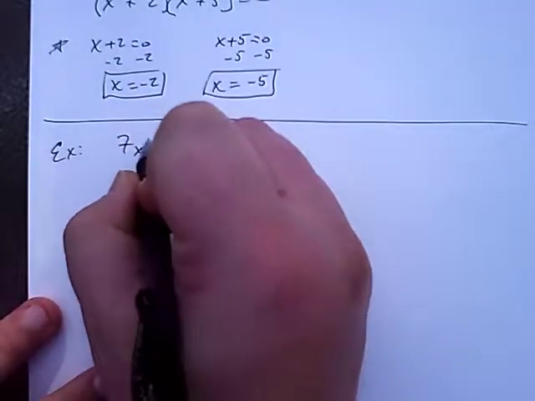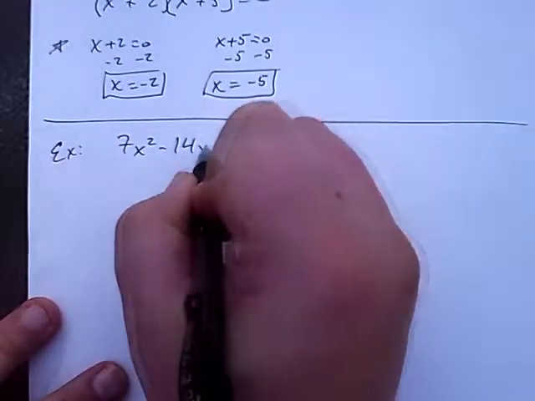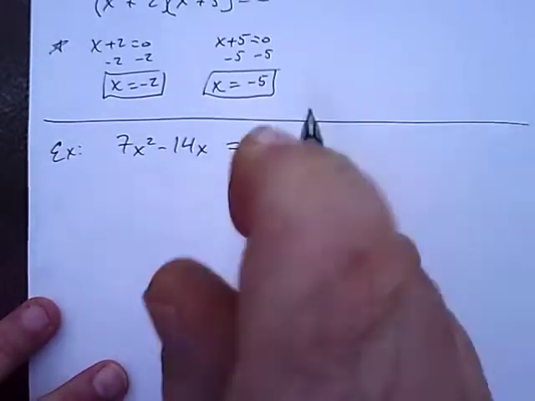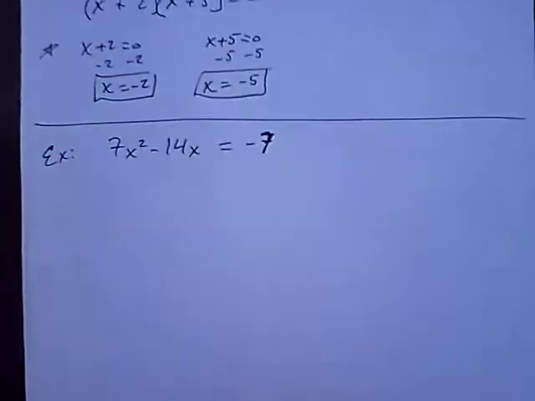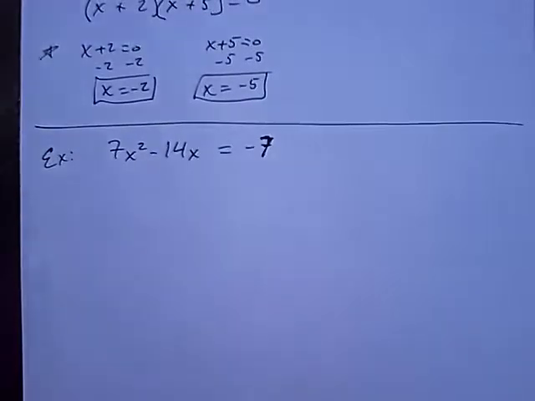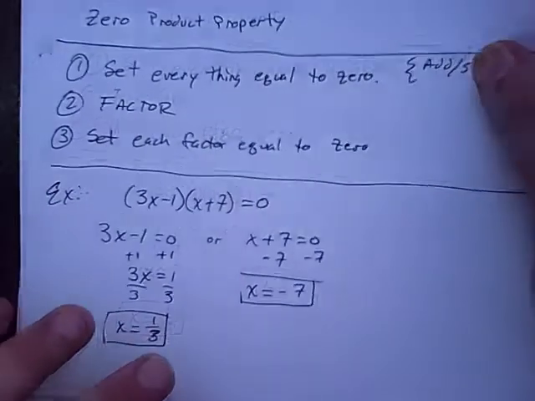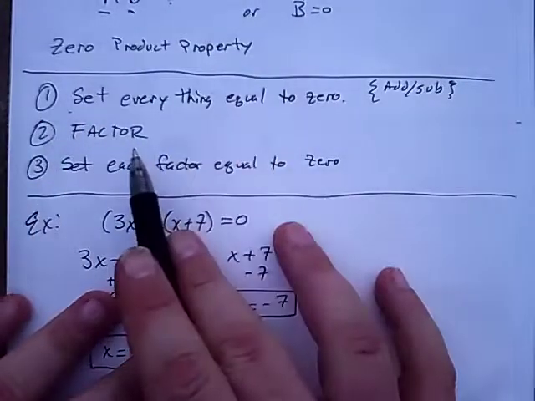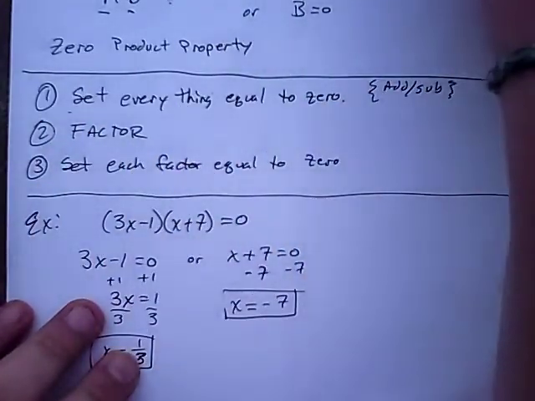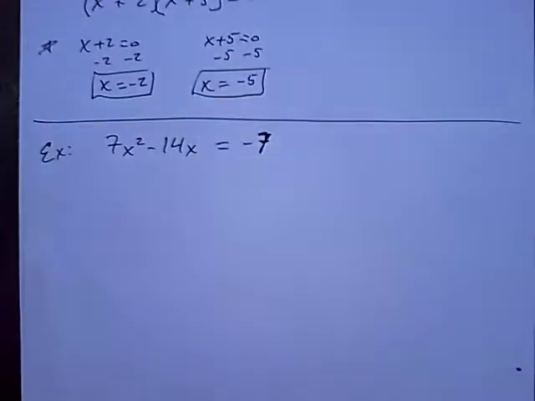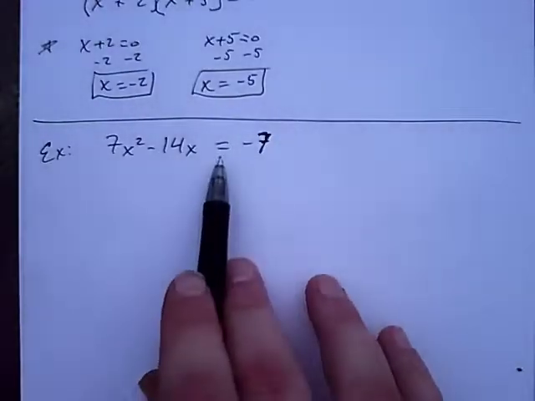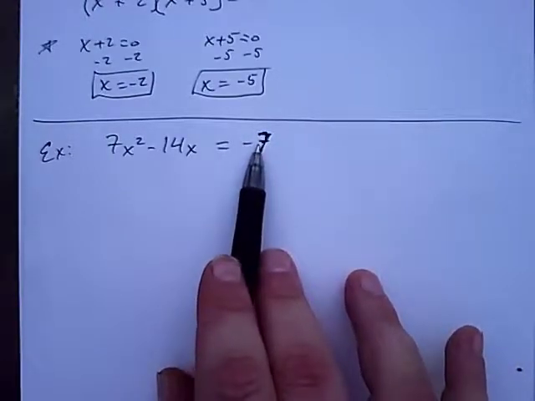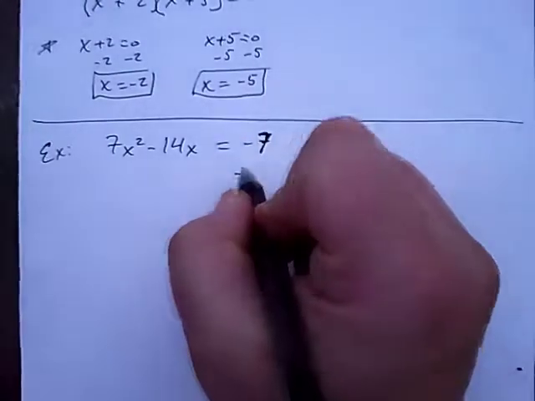We have 7x squared minus 14x equals negative 7. Well, let's go back and remember. Let's go back and take a look at our steps here. I need to make sure that everything's set equal to 0 before I factor. Well, here's my equal sign, and not everything is set equal to 0. So I need to add 7 to both sides.